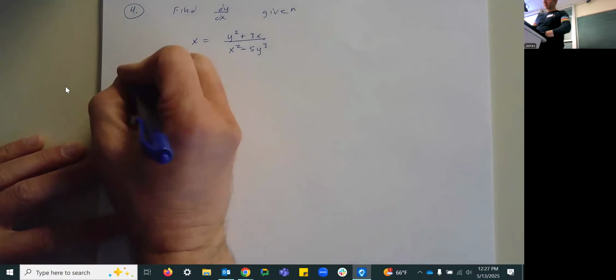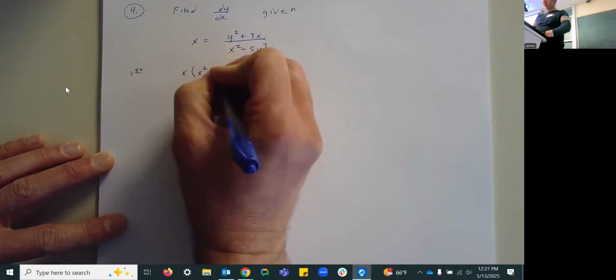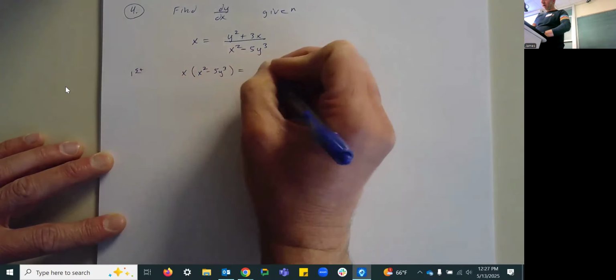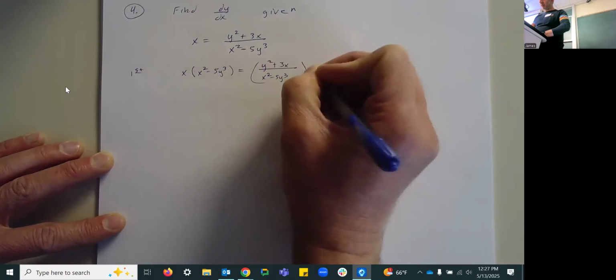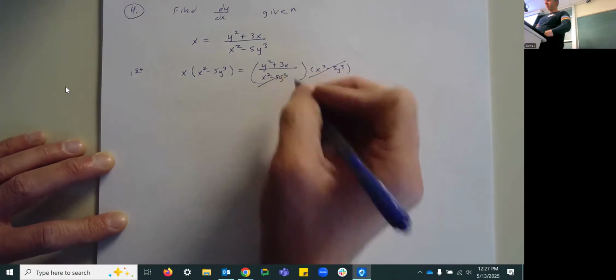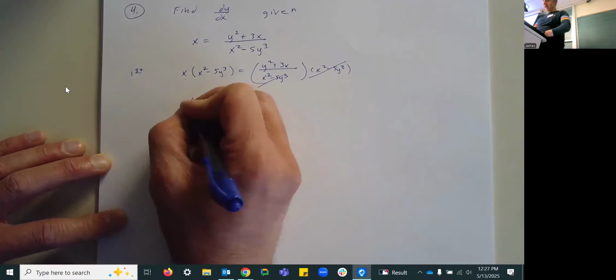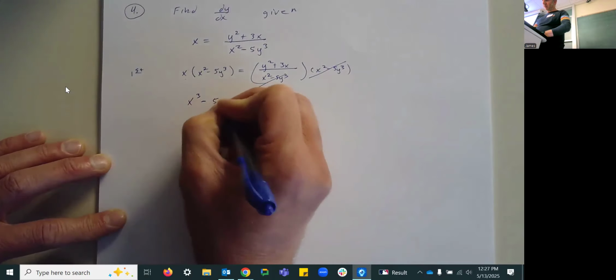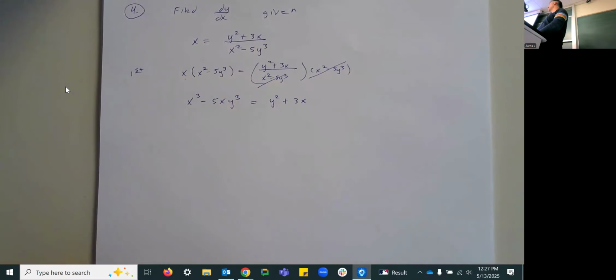So I would first say, okay, great. I'm going to have x times x squared minus 5y cubed equal to y squared plus 3x over x squared minus 5y cubed times x squared minus 5y cubed. On the right-hand side, the x squared minus 5y cubed divide out to 1. On the left-hand side, I'm going to distribute the x and get x cubed minus 5xy cubed equal to y squared plus 3x. And now it's going to be much less terrible to take the derivative of both sides and find y prime. So let's do that.